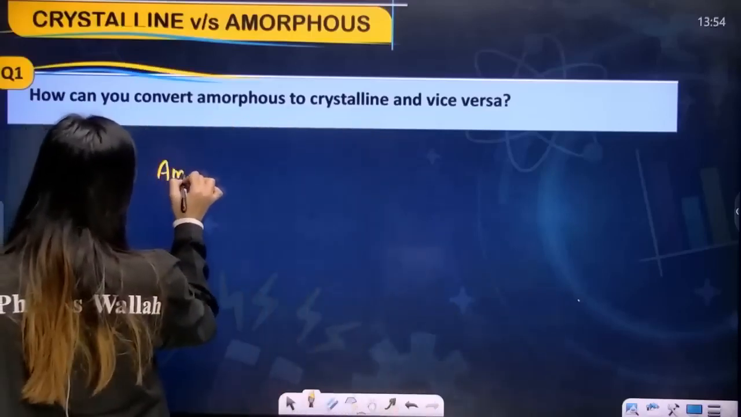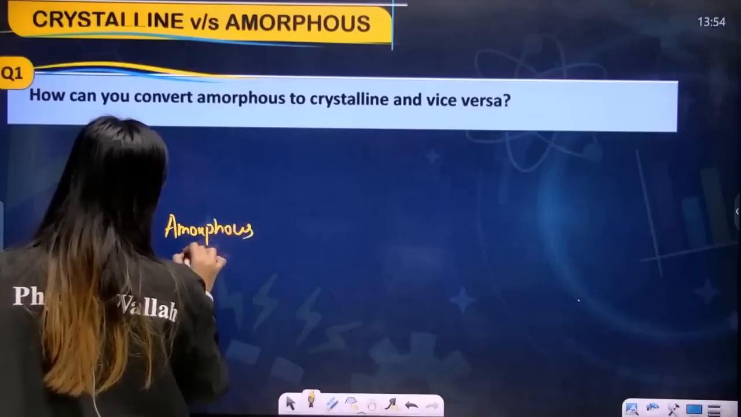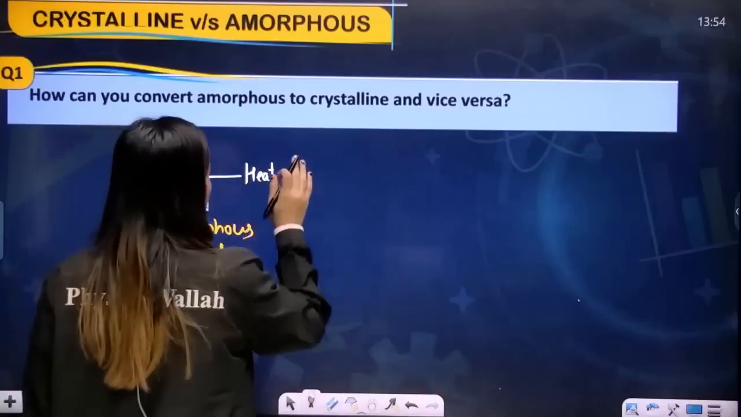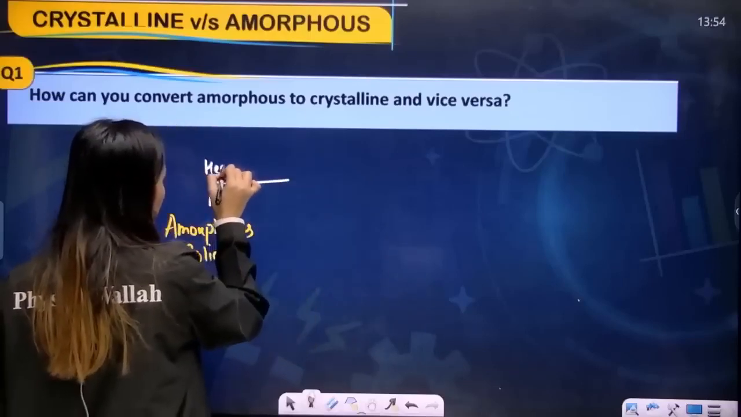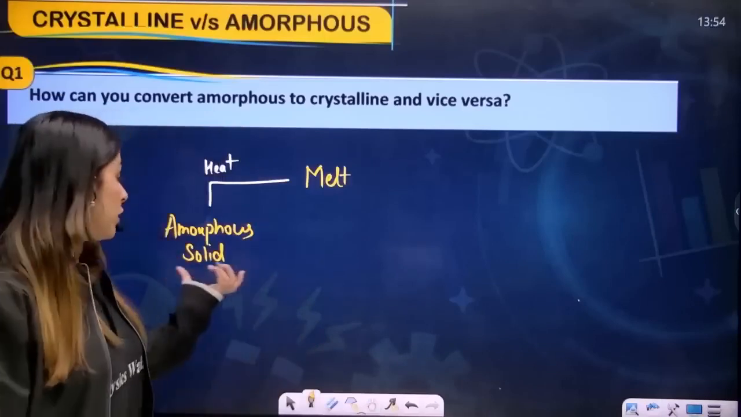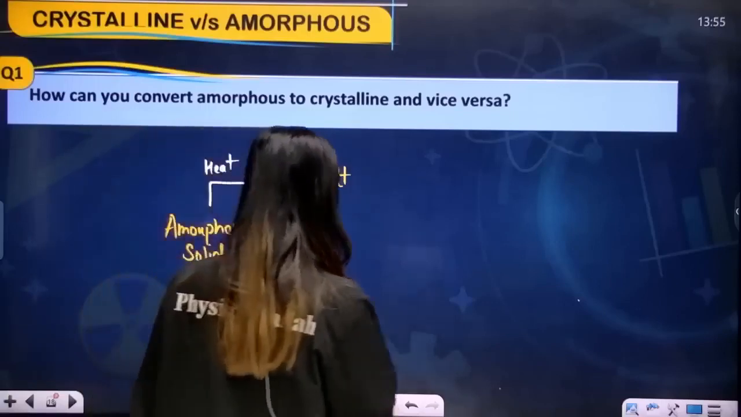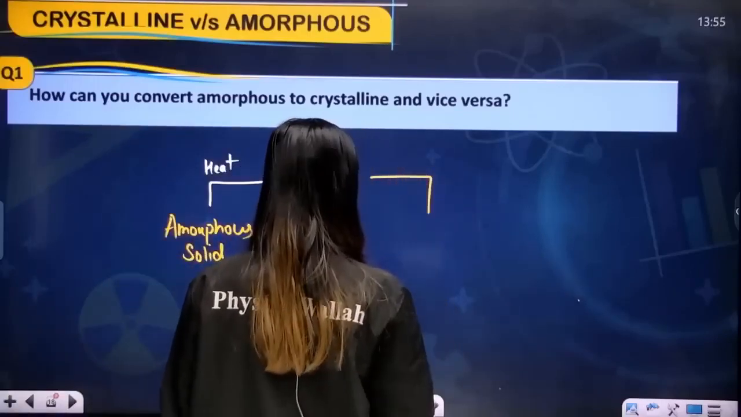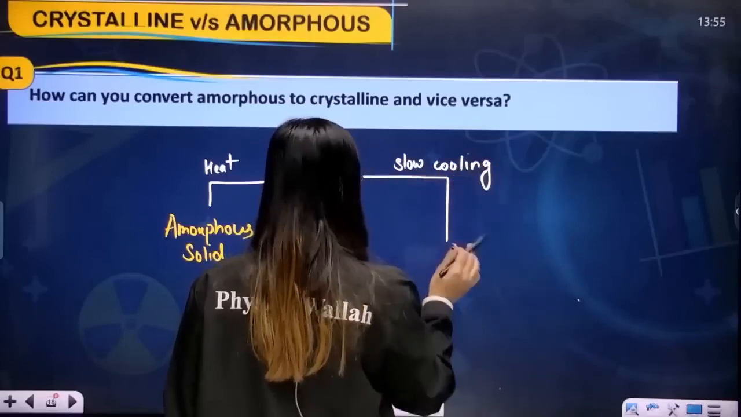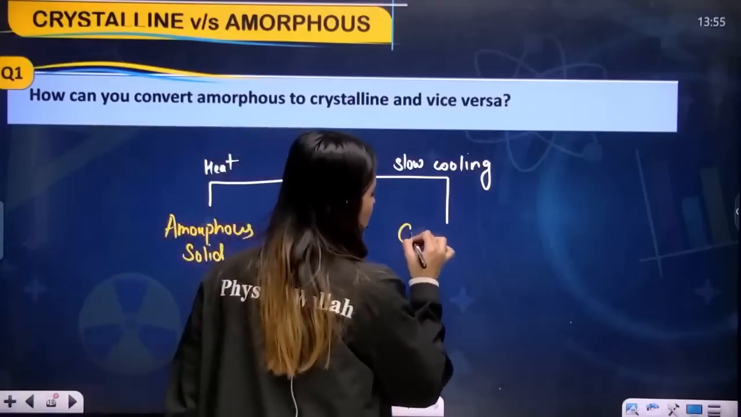See, let us say you have an amorphous solid. What you need to do is just heat it. When you heat it, it will melt. Now what are you supposed to do in order to convert the amorphous solid to a crystalline solid? I told you the arrangement should be ordered, and for an ordered arrangement you need time. So you are going to slowly cool it. When you do slow cooling, my dear students, you get a good amount of time for the particles to arrange in order, and you will get a crystalline solid.